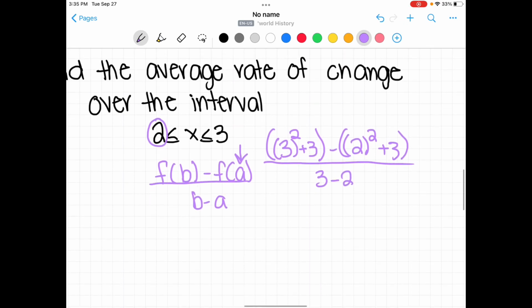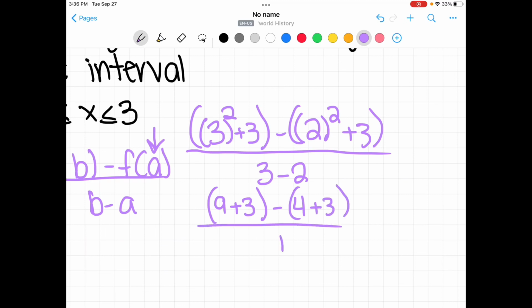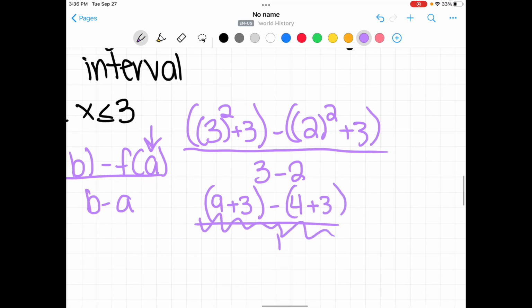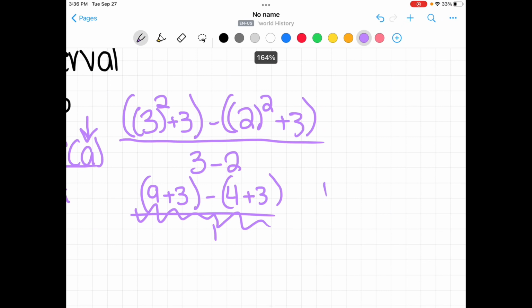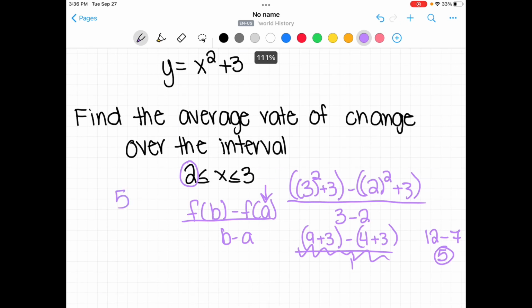So if we go ahead and distribute it out, we're going to do 3 squared plus 3 minus 4 plus 3 all over 1, or you can just get rid of this denominator. So our final answer would be 12 minus 7, or just 5. So our average rate of change over the interval would just be 5.